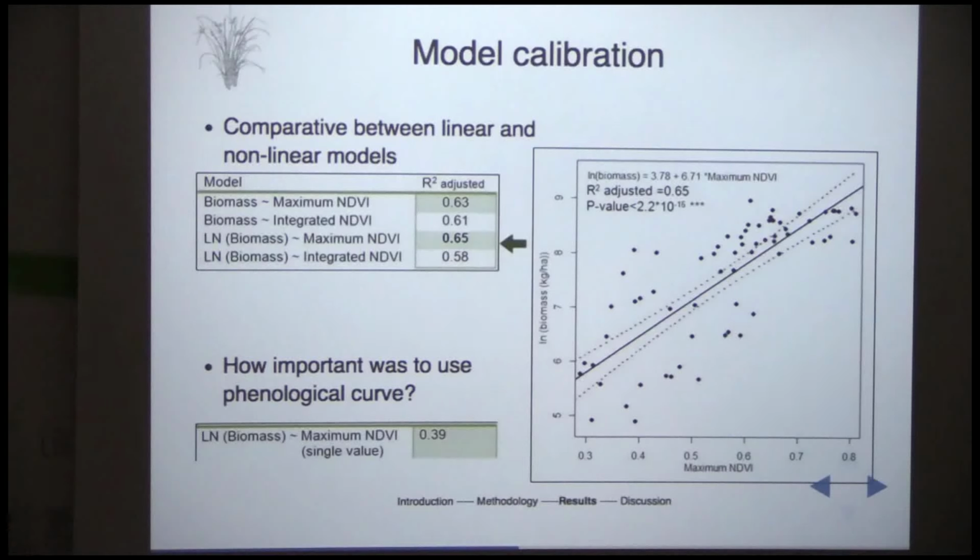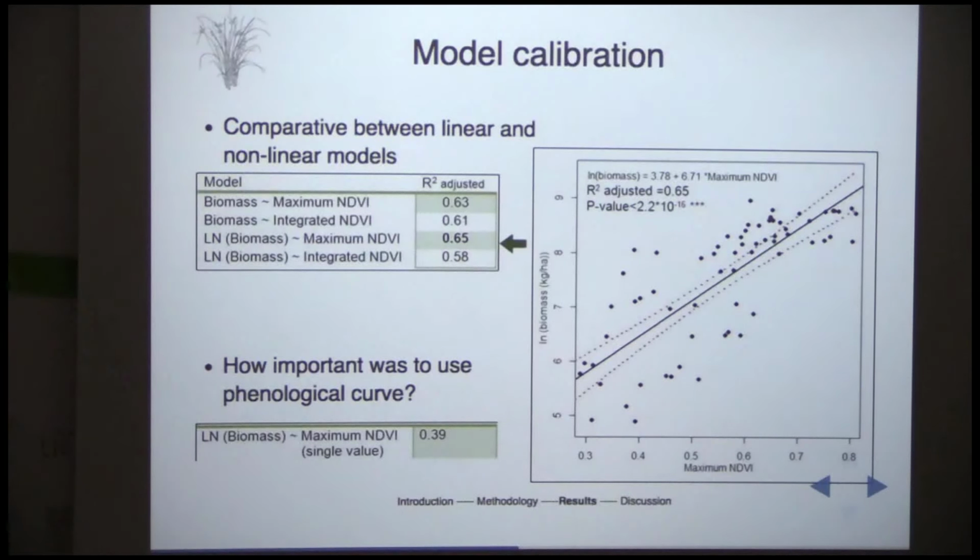After, we compare the two different metrics, the maximum value and the integrated value, and we see that both give us pretty similar results. And after taking a look at the data, we see that probably the relation between these metrics and the biomass was not a linear relation. And that is why we apply the natural logarithm. This model that is marked with an arrow is the model that we use to produce our maps, because it's the one that gives a better adjustment.